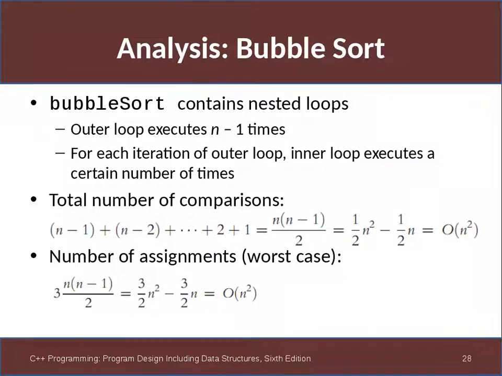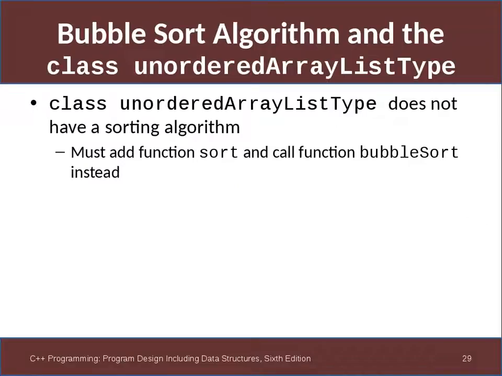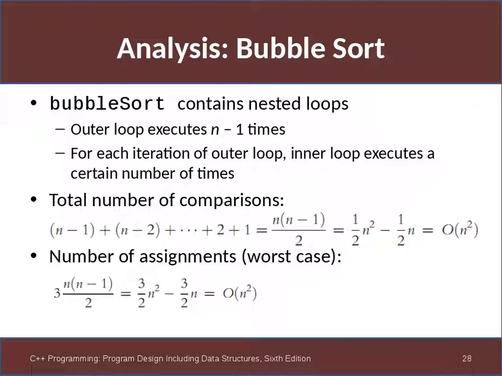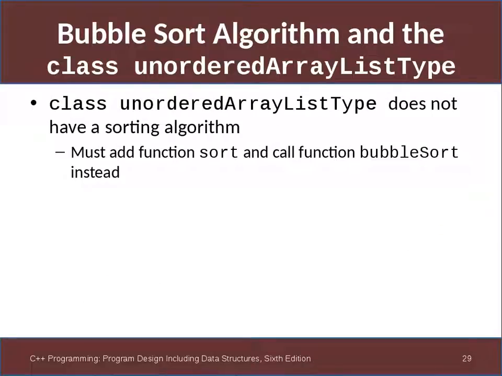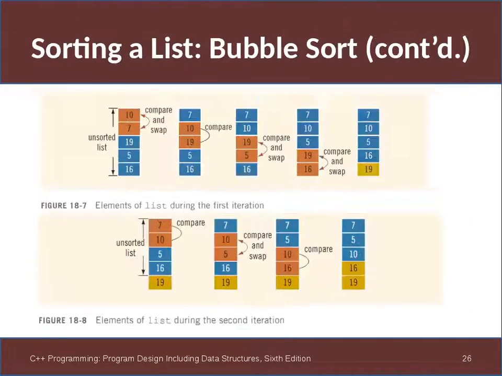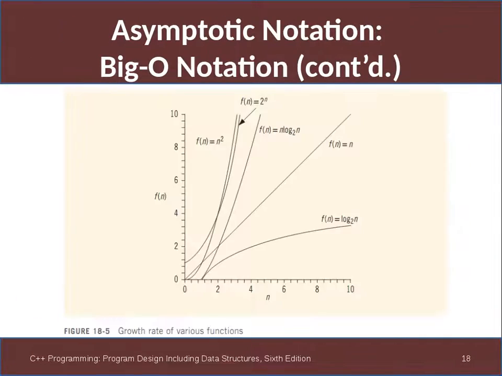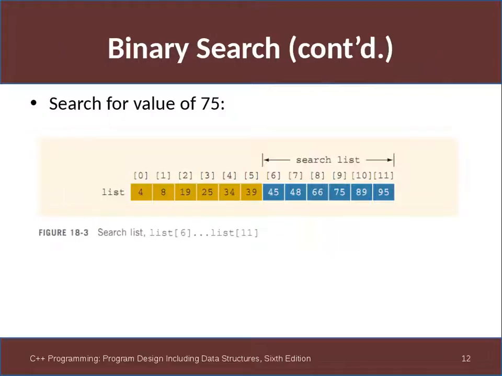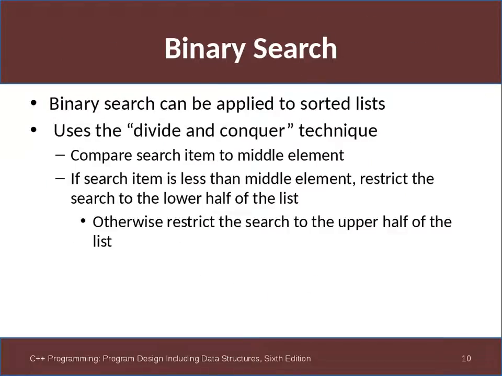All right. So total number of comparisons, about n squared. Number of assignments, well, worst case, still n squared, like we said. Okay, great, good job. Bubble sort. So that's all the sorts we're going to do. So let's jump to binary search.